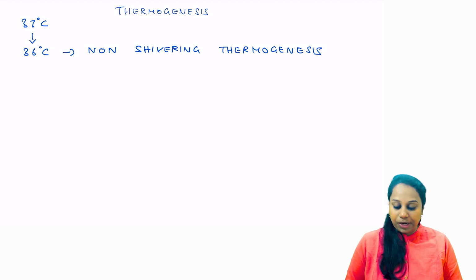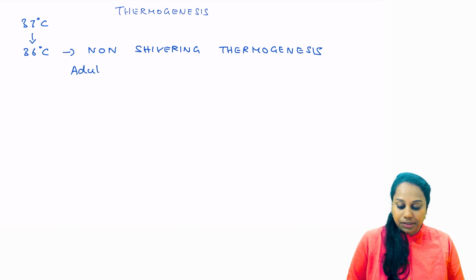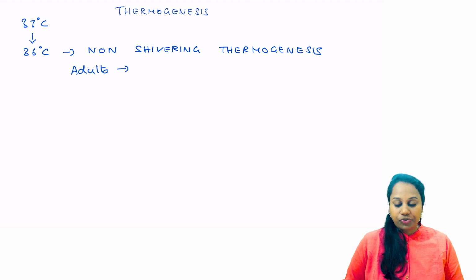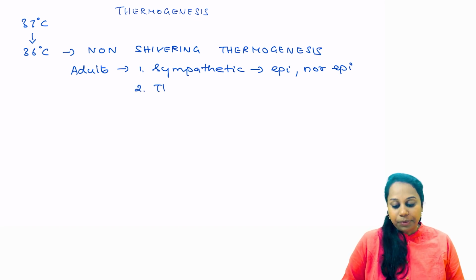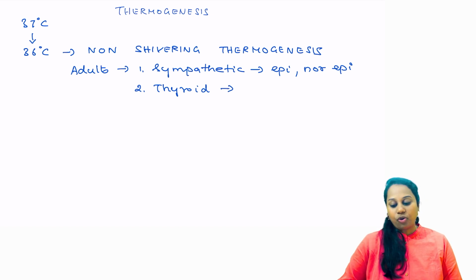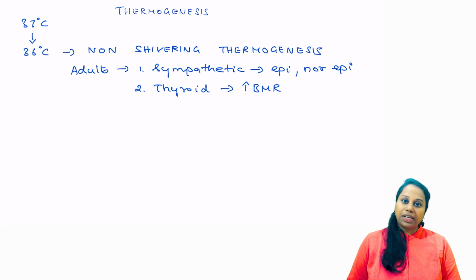How is it possible? In adults, the mechanisms of non-shivering thermogenesis: sympathetics. Because the sympathetic hormones, epinephrine and norepinephrine, can produce heat. The other mechanism is by thyroid hormones, because thyroid hormones have a high BMR. The basal metabolic rate is more, so they can also produce heat.